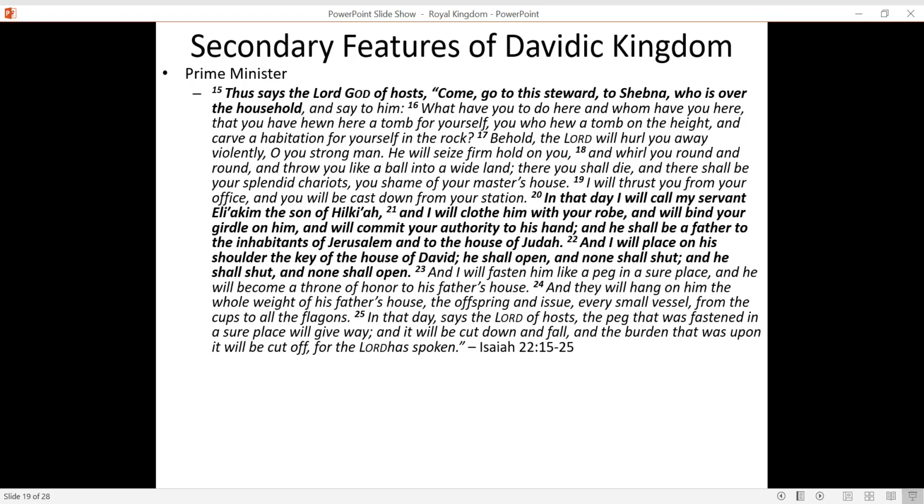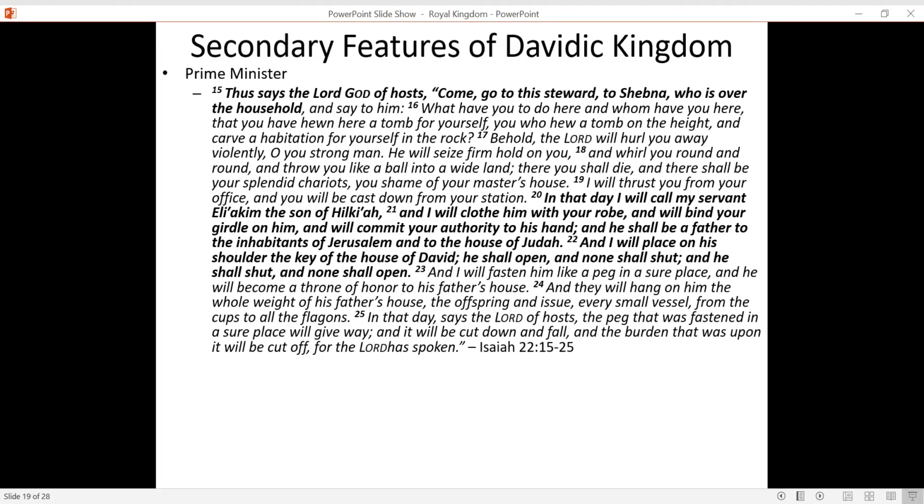So I will thrust you, God says through the prophet to Shebna, I will thrust you from your office, and you will be cast down from your station. In that day I will call my servant Eliakim, the son of Hilkiah. This is going to be the new prime minister. And I will clothe him with your robe. So I'm going to take these symbols of your position, your robe, and will bind your girdle on him and will commit your authority to his hand.